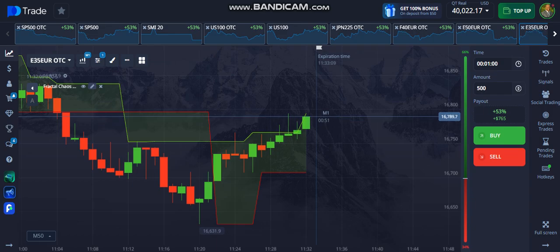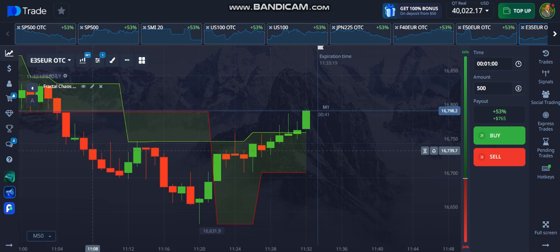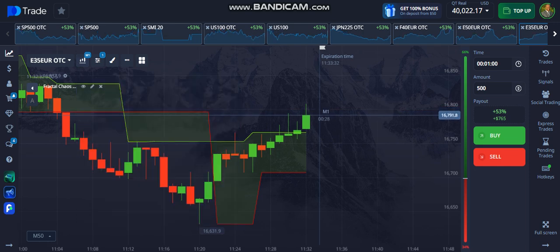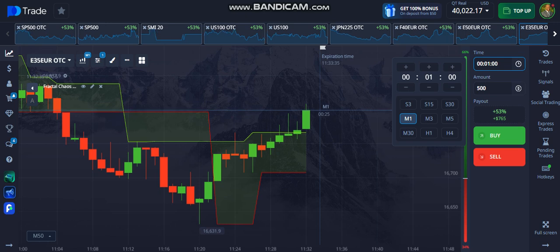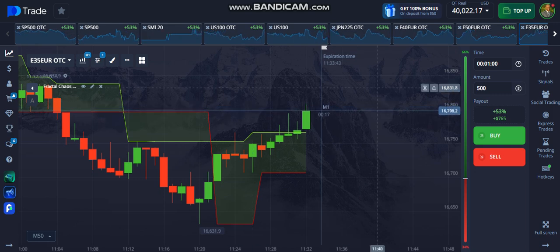If we click on the pencil icon in the indicator, the period setting is set to 2, which is a default setting. So I'm going to keep the default setting for the indicator. For the candlestick charts, I've set them to 1 minute regular Japanese candles, so each of these candles is 1 minute. For the trade timer, I've also set the timer to 1 minute. So I'm going to be taking 60-second trades, looking at 1 minute candles. Okay, so I'm going to pause the video and look for some setups.